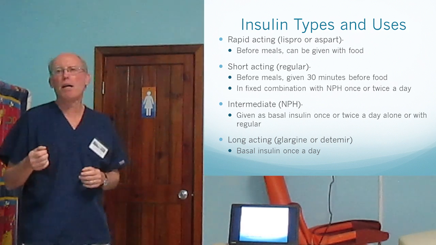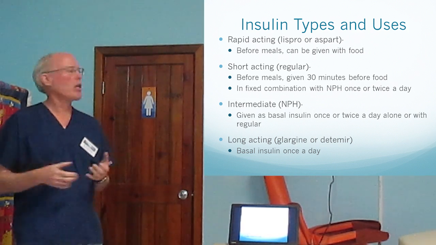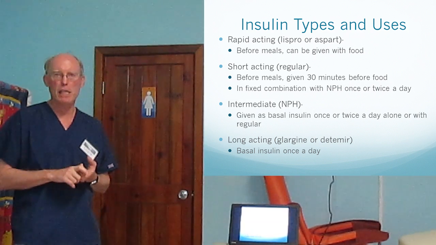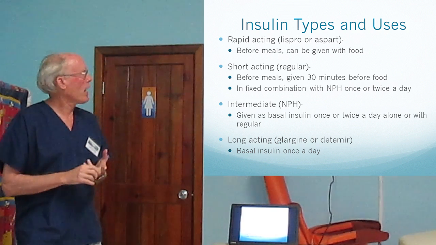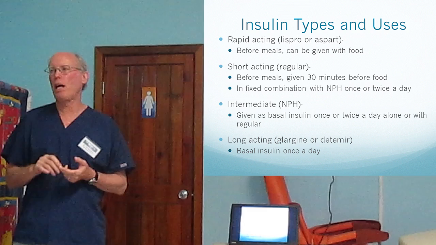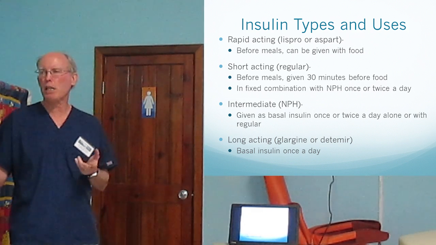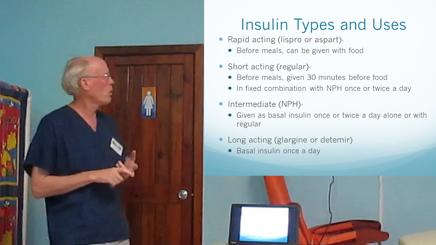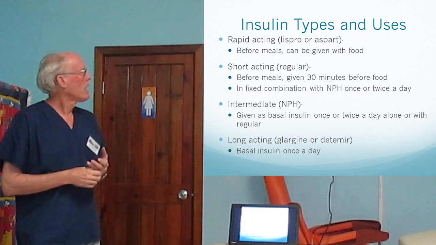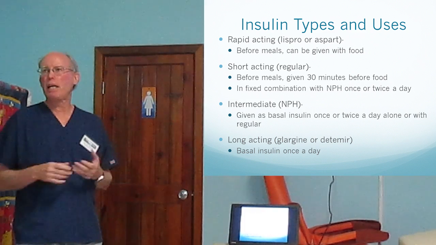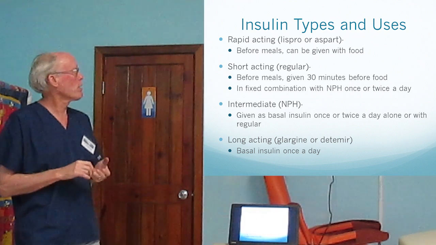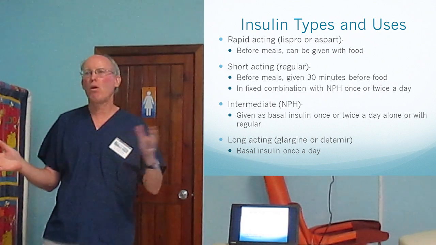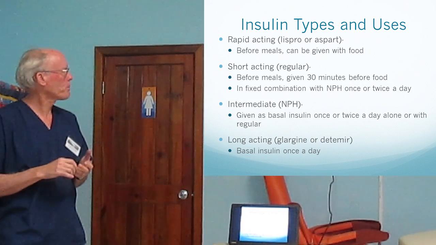Short-acting insulin is regular insulin, which has been around for a long time. It's given with meals, usually 30 minutes before somebody eats, and also in fixed combinations, usually with NPH insulin. In people who are on chronic insulin, rather than giving it before meals, it's mixed together and they just give themselves 1 or 2 doses a day. NPH is the long-standing intermediate-duration insulin that we've used for years that can be given once or twice daily, either alone or in combination with regular insulin.